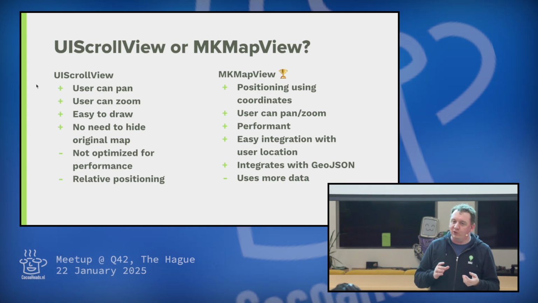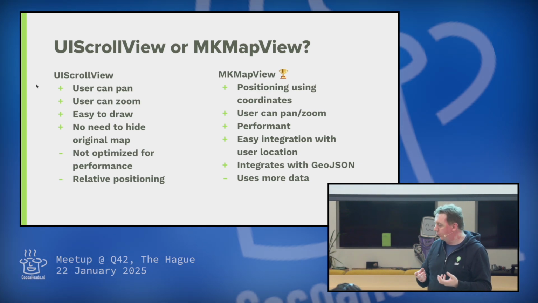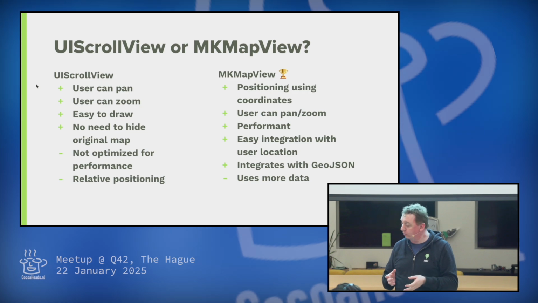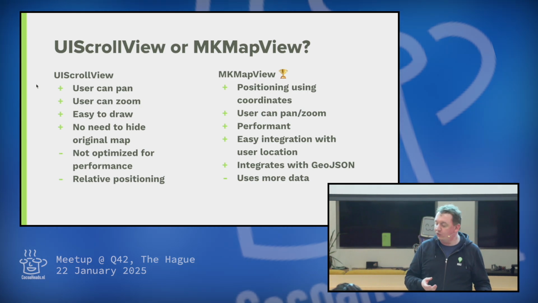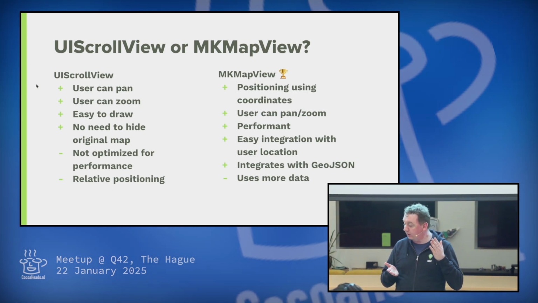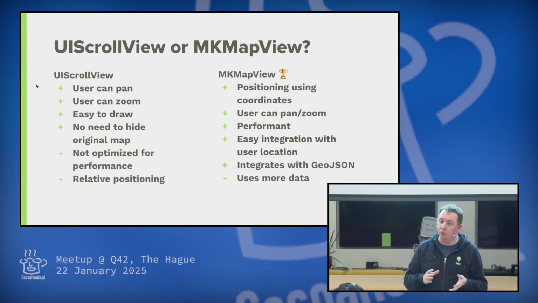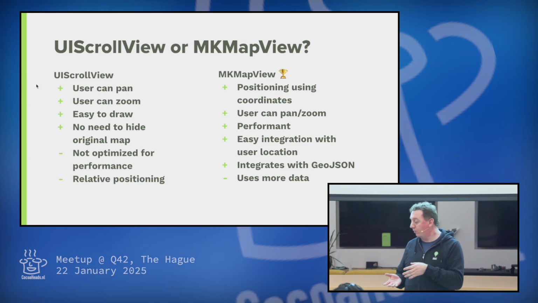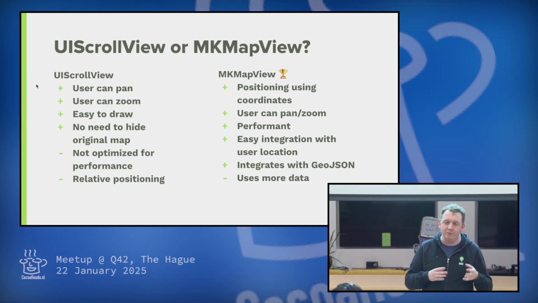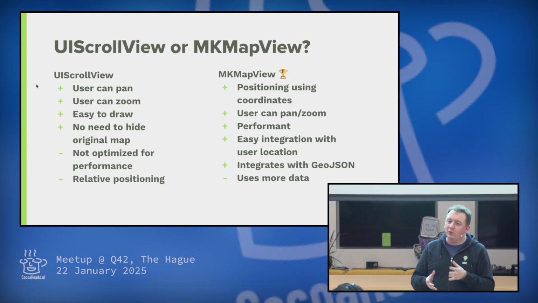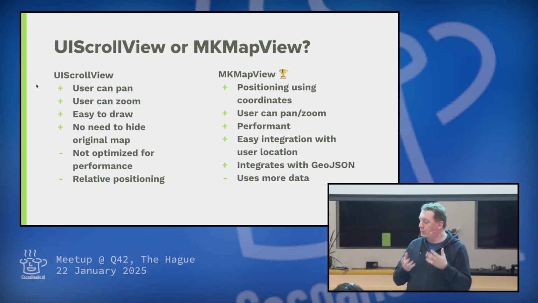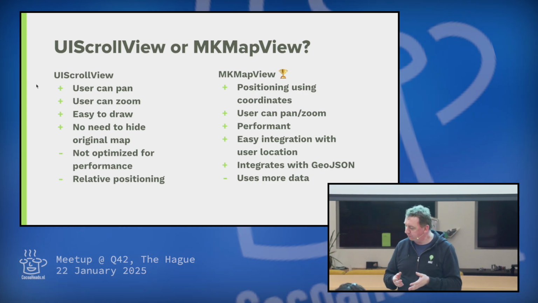So MKMapView was a more serious choice. We could do positioning using the coordinates. The user can still pan and zoom. We can get the user's location on the map if we ever want to do that. It's performant because it's tileable. However, it does still use a lot of data. It still loads the map tiles, and it's not the best in an offline situation where you need cellular reception. However, we still went with MKMapView.